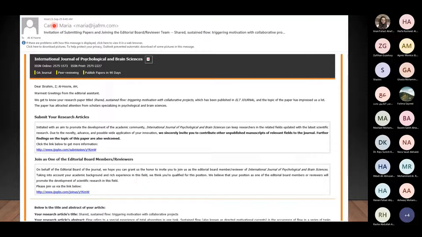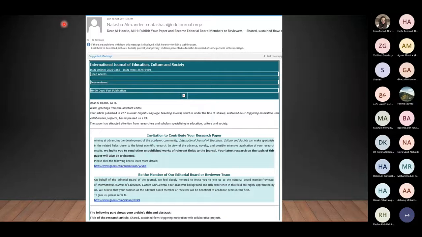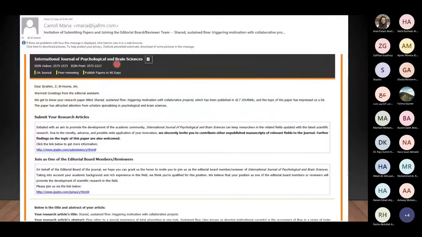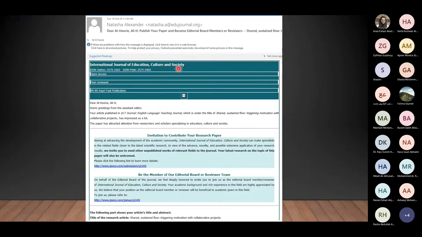So again, I read the date of this email for a purpose. It was the 23rd of September, 2020. Around a month later, on the 18th of October, 2020, almost a month afterward, I received another email from Natasha Alexander. Dear Al-Hoorie, publish your paper, become editorial board members, reviewers, share, sustain the flow. Interesting. There is some similarity in the title. International Journal of Education, Culture, and Society. That's a different journal. It's a completely different field because this journal was psychological and brain sciences. This journal is Education, Culture, and Society. Completely different.